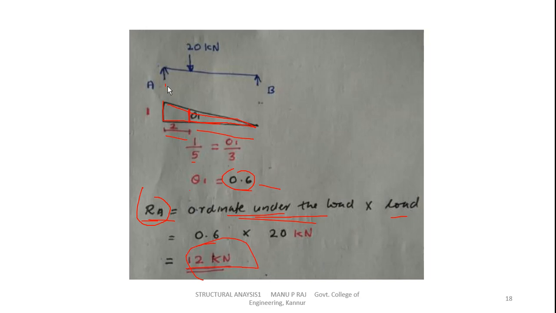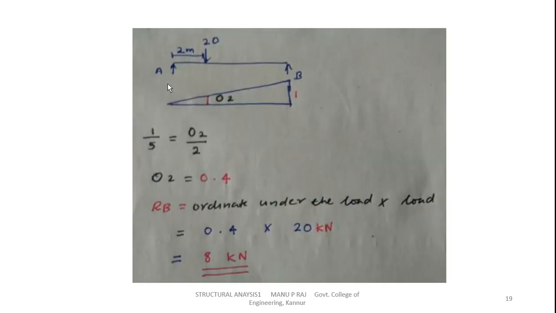You will get 12 kilonewton as the reaction at A. Now to find out reaction at B, we'll draw the ILD. This is a triangle with a maximum ordinate of 1. Now RB will be equal to the ordinate under the load into the load.